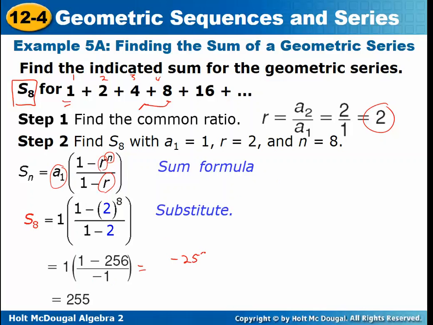So this all gets simplified to negative 255 over negative 1 times 1. And a negative divided by negative is a positive. And of course, 1 times any number is itself. So we just end up with 255. So that is the sum of the first 8 terms.